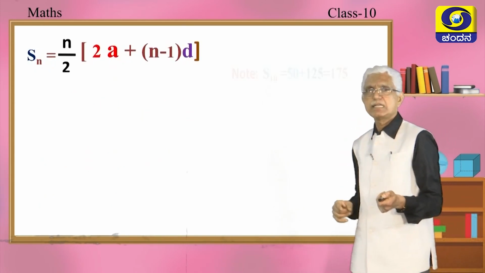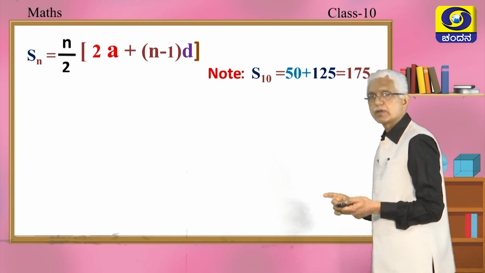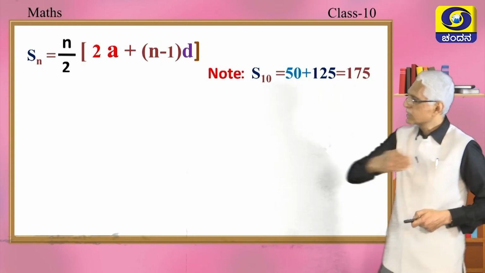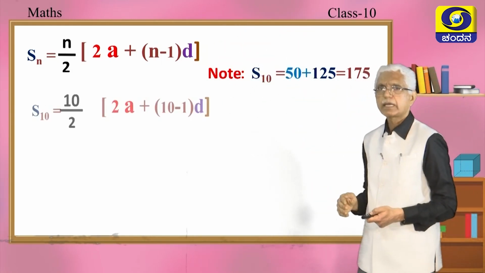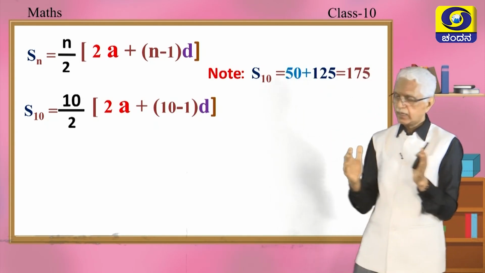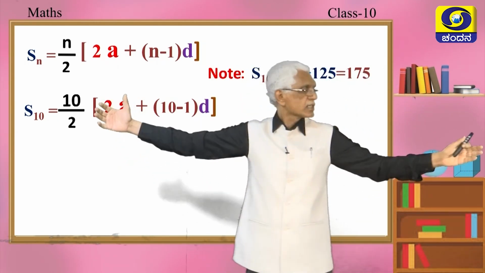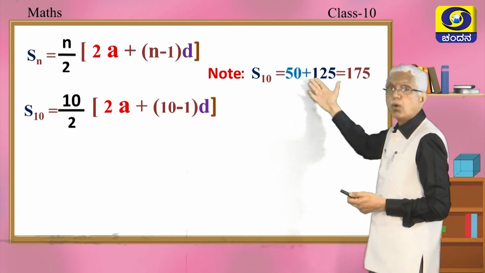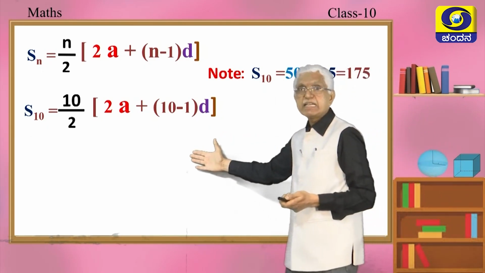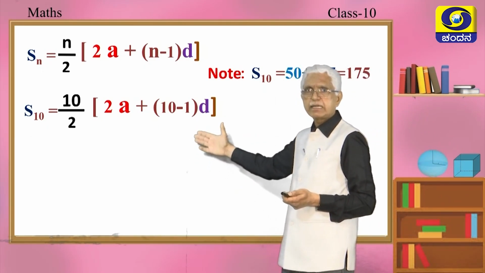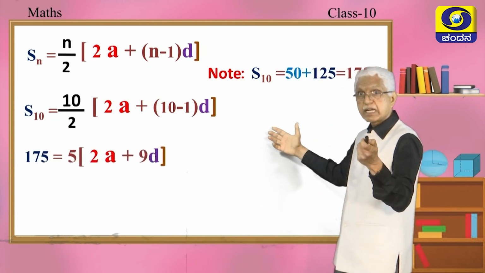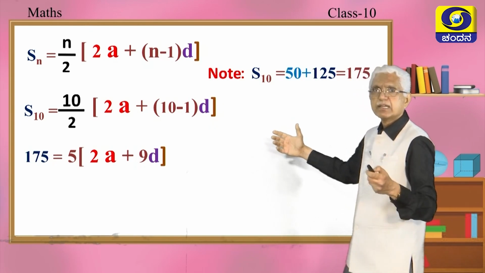Now, again Sn is equal to n by 2 into 2A plus n minus 1 into D. What do you mean by saying S10, my dear children? It is the sum of the 10 terms, no? What is the sum of all the 10 terms? First 5 terms 50, next 5 terms 125. Sum of all the 10 terms is 175. Now, start from there, correct. S10 is, n is 10, 10 by 2 into 2A plus 10 minus 1 into D. S10 is how much? 175, correct.